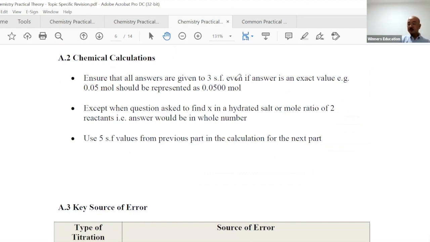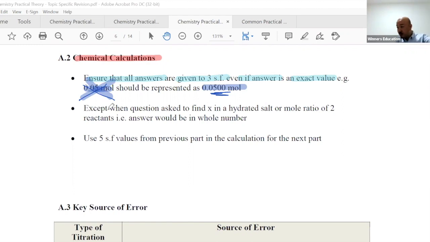So again, titration. Ensure that all the answers are given to 3SF, even if the answer is an exact value. Be careful, the final answer you wrote, your mole calculation, not the reading or result, if this value is wrong, it must be shown this way. Everyone okay? 3SF. Cause I'll mark you wrong. I'll take away 1 mark because you write this, because you do not present your answer in the lab.